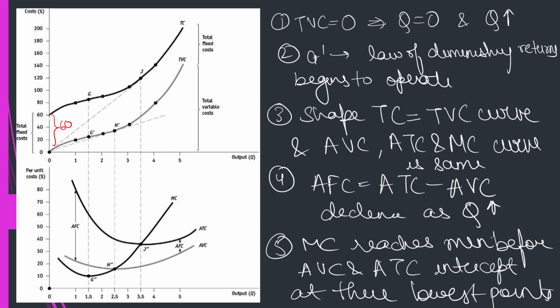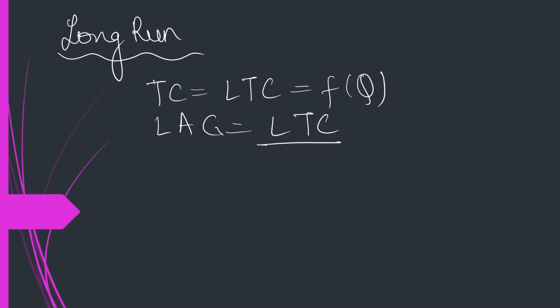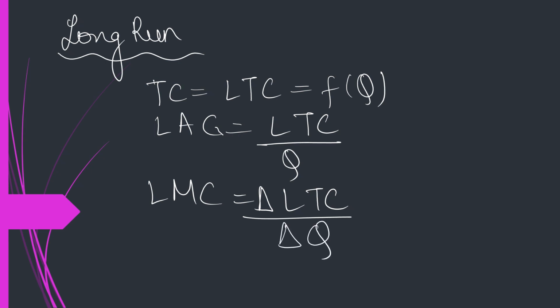So now next page. Now let's see the long run cost curve. Long run formulas: long run total cost is equal to f of Q. Long run average cost is equal to long run total cost upon Q. And long run marginal cost is change in LTC upon delta Q.